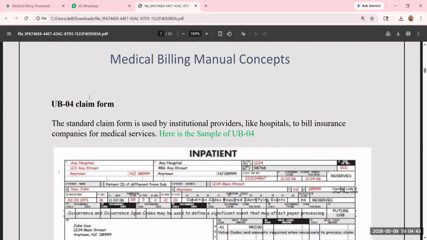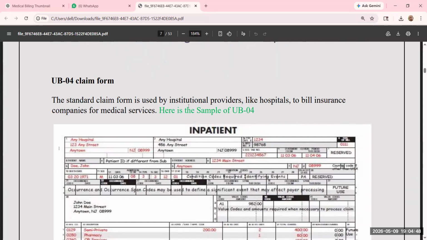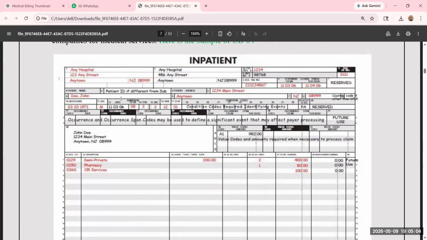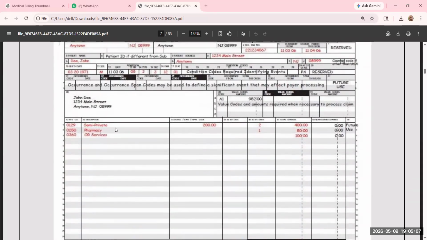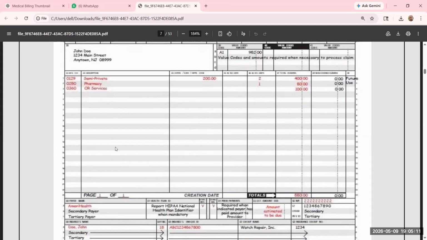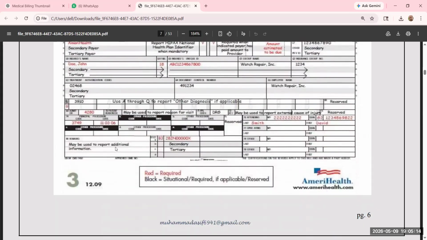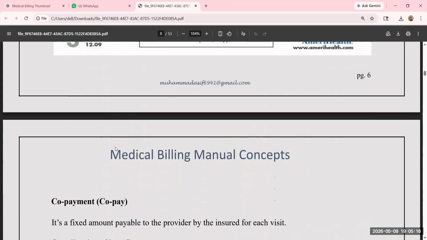In the medical billing manual concept, you will see the UB04 claim form, a standard form used by institutional providers like hospitals to bill insurance companies. Some samples are there. You will see the hospital name, address, state, inpatient or outpatient. Then you add the provider details, CPT code, ICD code, all information. Then this form goes to the claim company. That is an example.